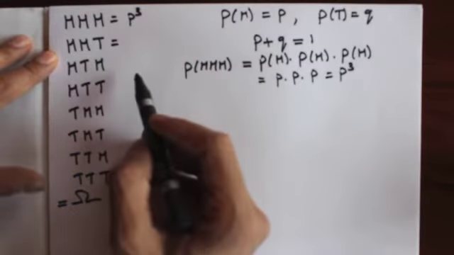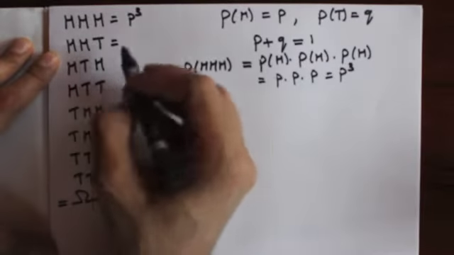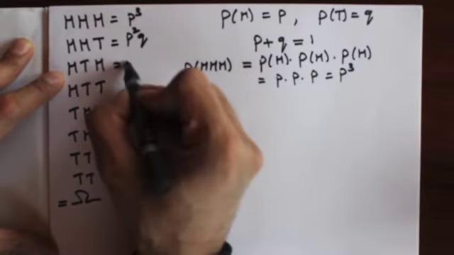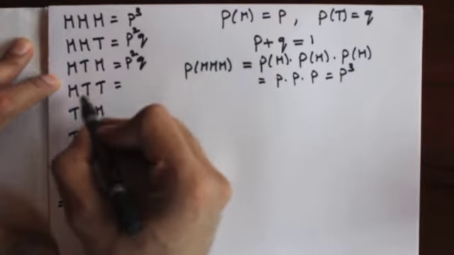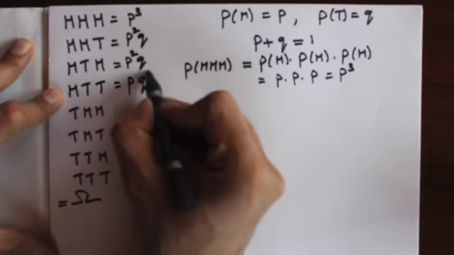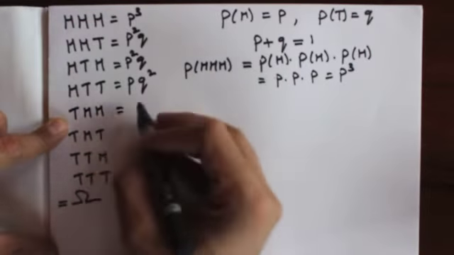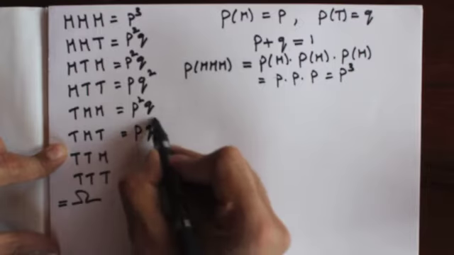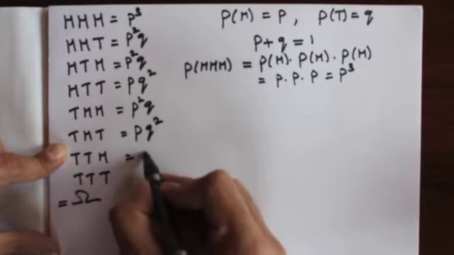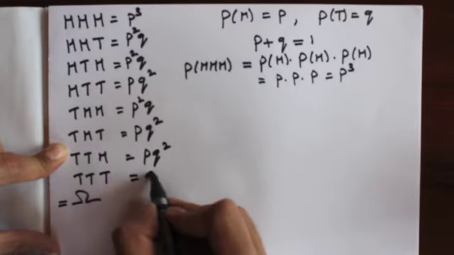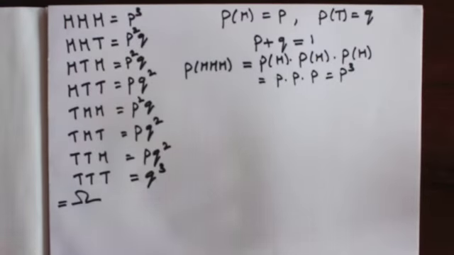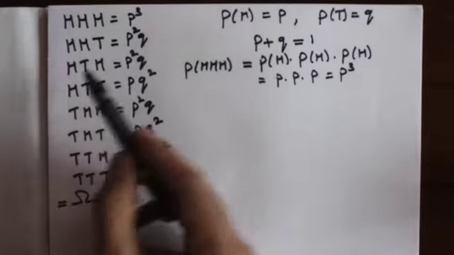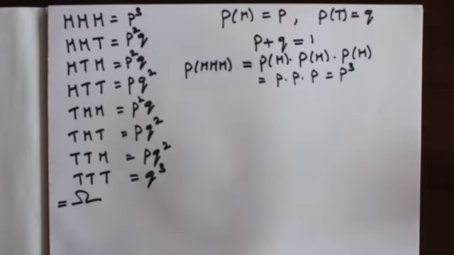Now similarly, with the same logic, the probability of getting 2 heads and a tail would be P square Q. Again, 2 heads and a tail would be P square Q. Of getting 1 head would be P, getting 2 tails would be Q square. Again 2 heads, so P square Q. And here we're going to get 1 head and 2 tails, so PQ square. Here again 1 head and 2 tails, PQ square. And here 3 tails would be Q cube. So these are the probabilities of getting any one of these outcomes. Okay, so we've written the outcome here and what is the probability right here.